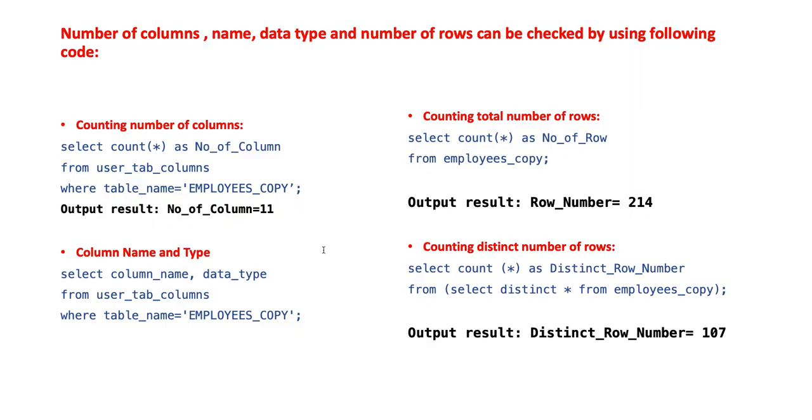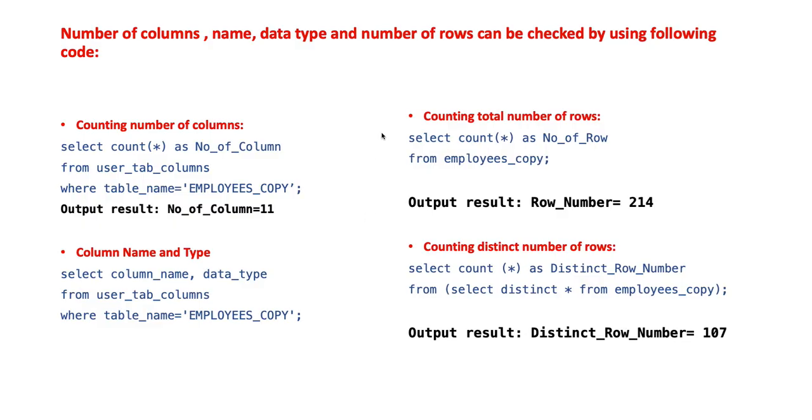Second one is column name and type. To identify the column name and type in SQL, we use select column_name, data_type from user_tab_columns, where table_name, again the same, we provide the table name inside the code, employees_copy. That gives the column name as well as the data type. In this example, we have already counted the number of columns. It has 11 columns, and the second code displays the names of those 11 columns and their data types.